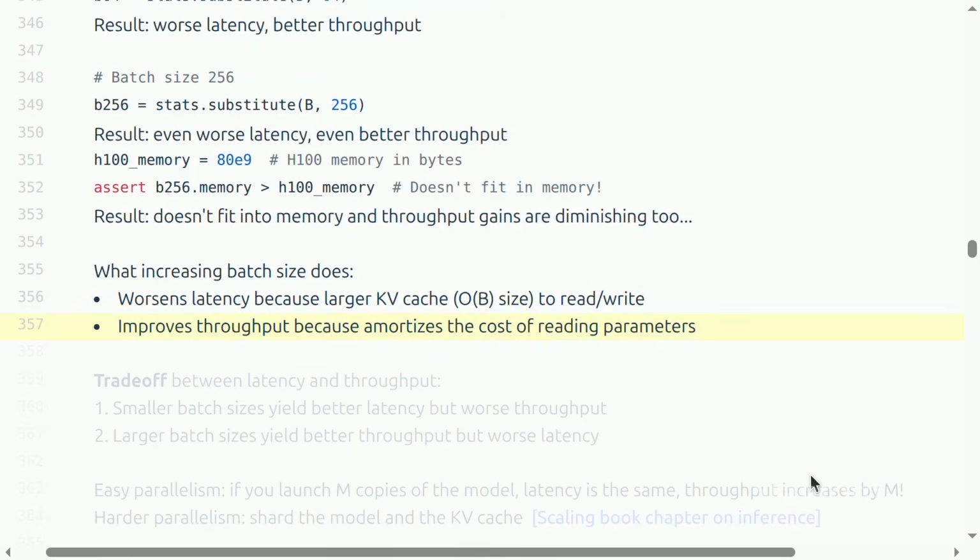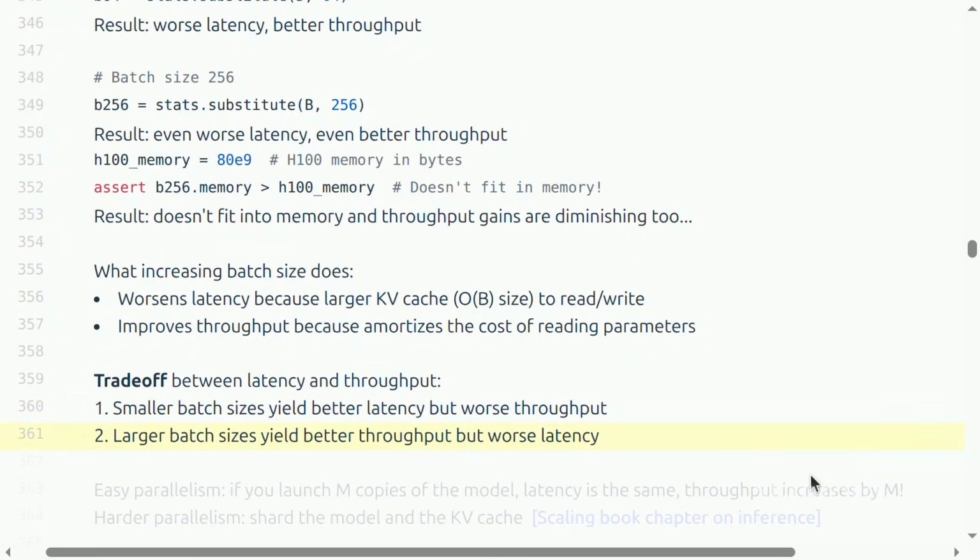So the throughput improves as batch size increases because remember the parameters are shared, and you load that once into memory, and you can process a lot of sequences. Okay, so trade-off between latency and throughput, just to make sure everyone's aligned. Smaller batch sizes yield better latency but worse throughput. Large batch sizes yield better throughput but worse latency.